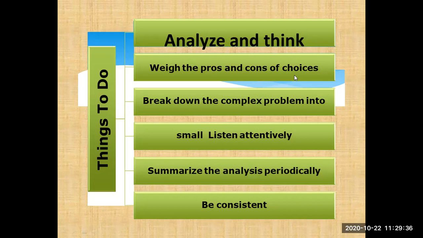Alternatives means the choices available to you. Then we have to see how many positives and how many negatives there are. For every choice or alternative, there might be some pros, the positive points, and some cons, the negative points. Then we have to weigh them and find the equilibrium.